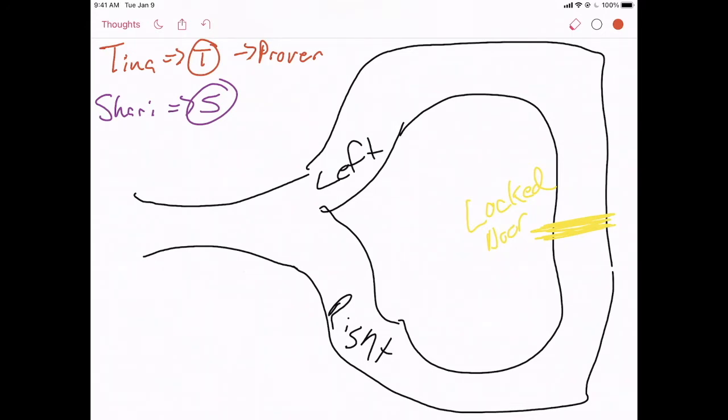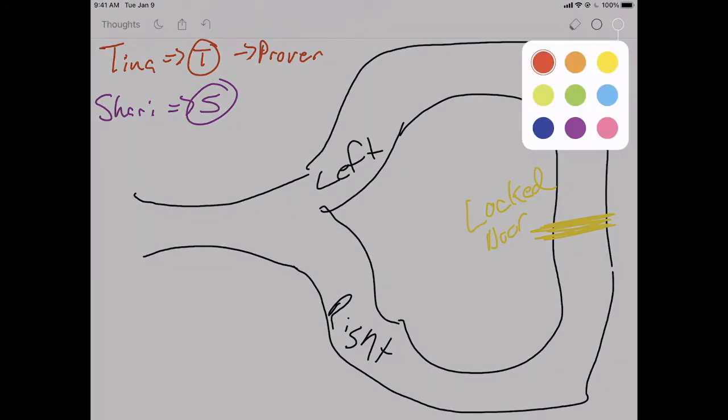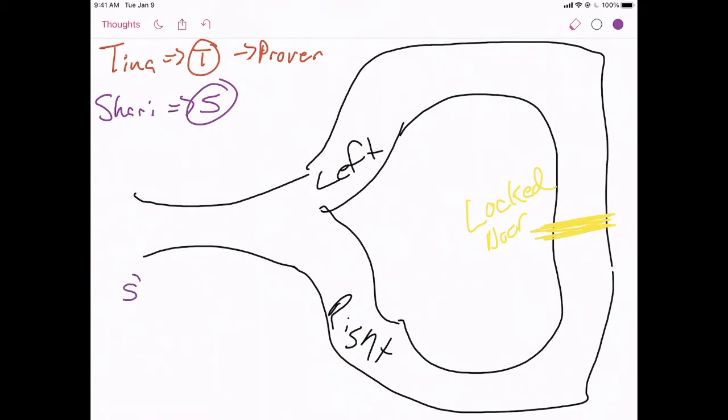What Tina's going to do is she's going to say, okay, Sherry, I want you to stand right out here outside of the entrance and don't look in. And Sherry will comply. And then Tina is going to walk into the cave. And when Tina positions herself, she's going to tell Sherry, okay, come into the cave and tell me to come out either the left or the right path. Sherry then is going to move over to here, and she's going to say, come out the right. Then Tina's going to do her thing, unlock the door, and she's going to come out the right.